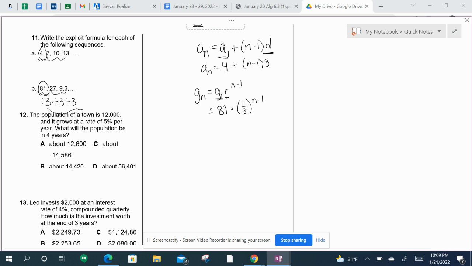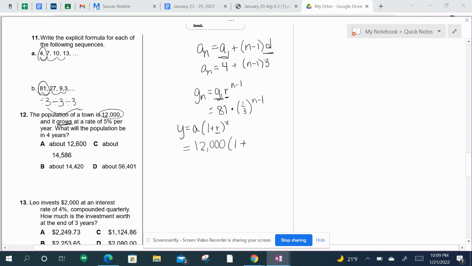All right, 12 says the population of a town is 12,000 and it grows at a rate of 5% per year. Because I see that word grows, I know we're using exponential growth, which is y equals a times 1 plus r to the x power. Just like the problems we did, a stands for where we begin. So the initial value is 12,000.